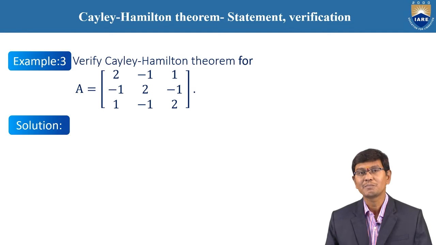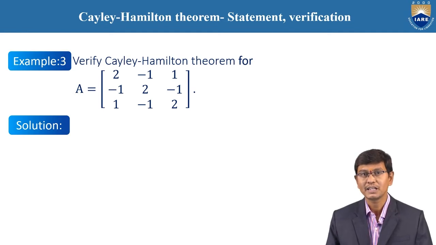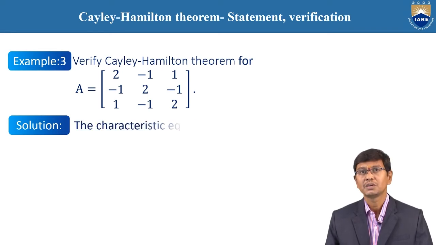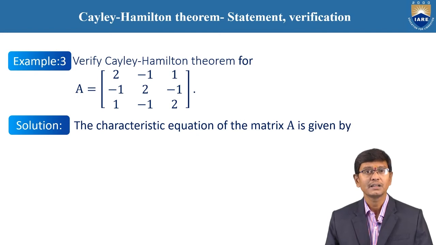What we observed in the previous problems was a 2 by 2 matrix. But here the problem is a 3 by 3 matrix. Here the elements are 1 by 1 to -1, 1, -1, 2, -1, 1, -1, 2. And with the help of this given matrix, we need to find out the characteristic equation.